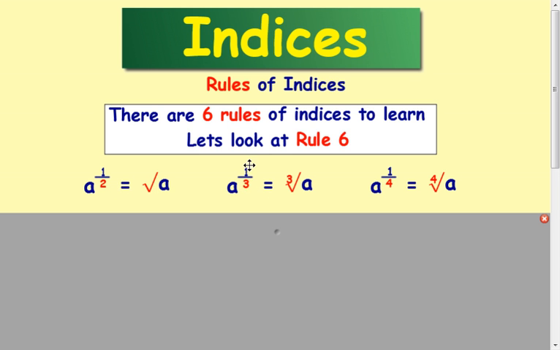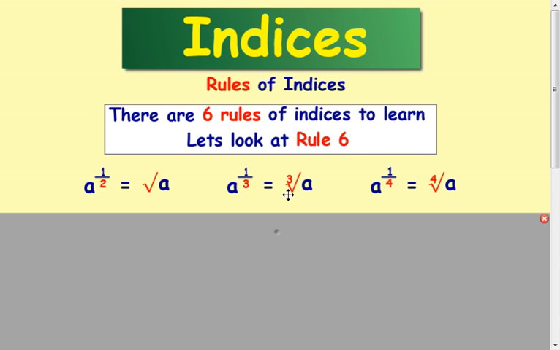Now, if you take something to the power of a third, then that's the cube root. That means what times what times what gives that answer. So for example, the cube root of 8 is 2, because 2 times 2 times 2 makes 8. So 8 to the power of a third is also 2.